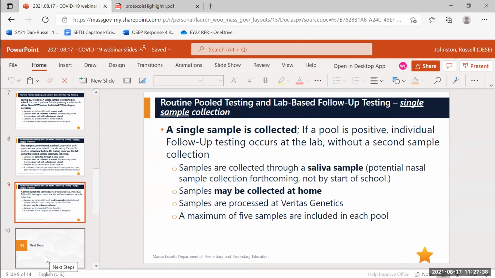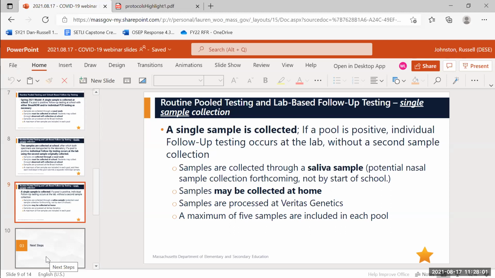And what happens is because they can separate the saliva, they're able to run part of it in a pooled methodology and then save back some of the sample in case there's a positive from within that pool. And then they can use that to determine who the positive individual or individuals might be without having to go back and conduct a second round of testing.